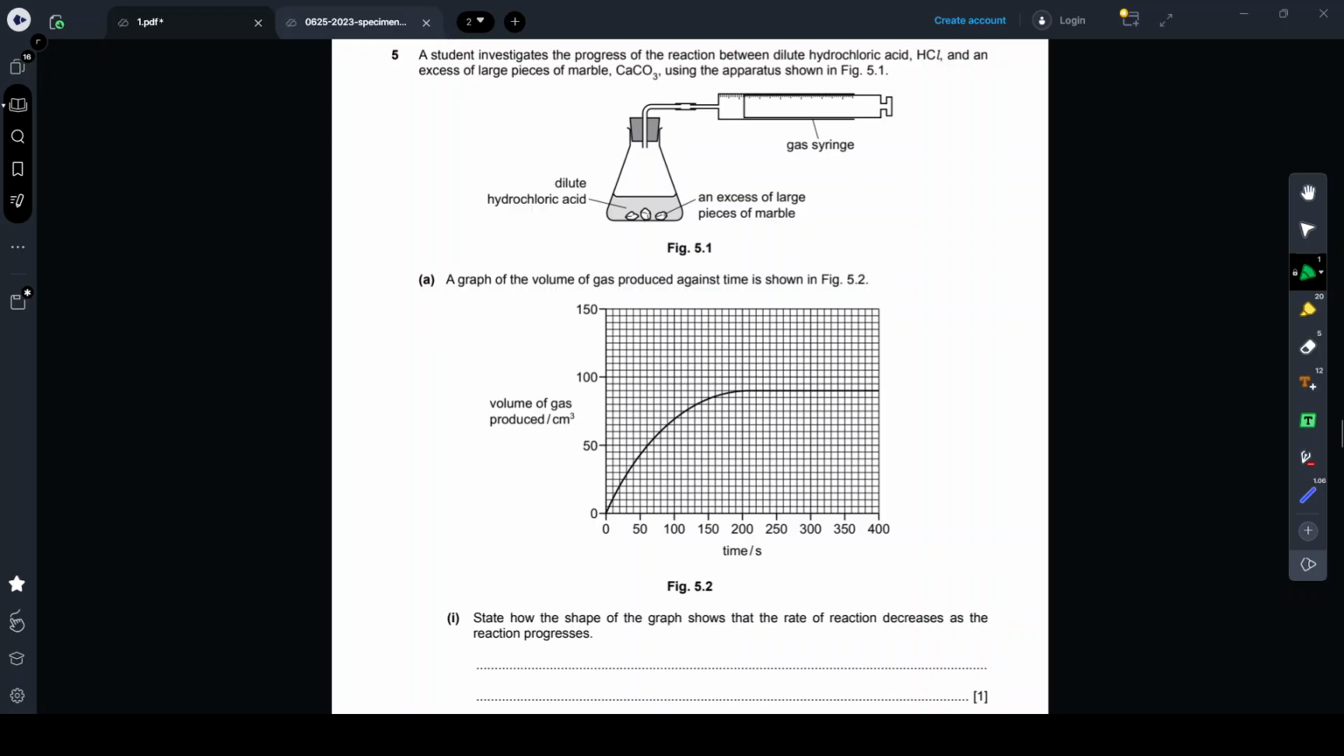The gradient? Yes. What about the gradient? The gradient, or the slope, decreases over time, which shows the rate of reaction is slowing down. Am I wrong? You are absolutely correct. Oh, okay.